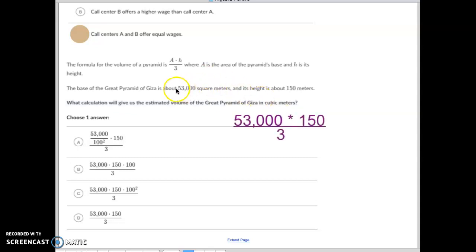So we simply take the 53,000 times the 150. Meters squared times meters would be meters cubed. So this would give us the meters cubed, divide by 3, be our answer. And this one right here, this little formula, you'll happen to see is right there, letter D. So it's basically just kind of using your head, working your way through them. And of course, I'm always available to help you.